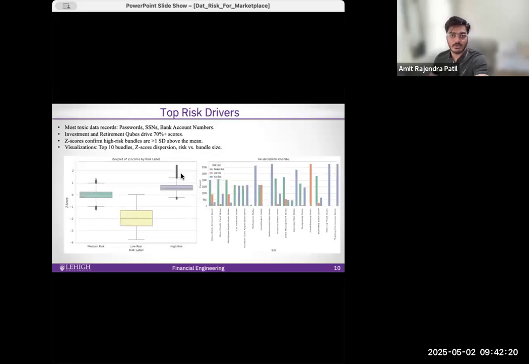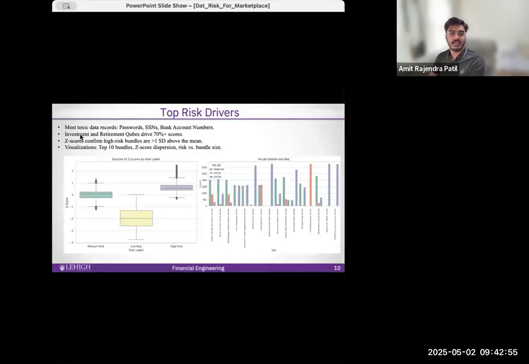Then coming to the top risk drivers. I identified what the top risk drivers are, and as we can understand, mostly it is SSN, bank account numbers, and passwords. So any kind of financial data or highly personally identifiable data will always give you a high risk, so it can be validated that the model is working and giving us better results.